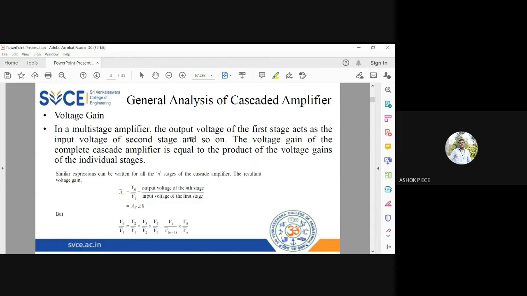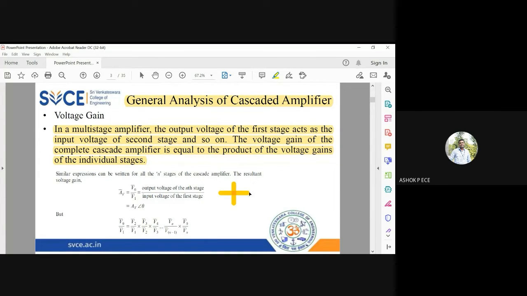So as usual, first one is voltage gain. Remember, when you connect multiple amplifiers in cascade, the overall voltage gain is the product of individual voltage gains. You should not be misguided by the fact that you have to add all the voltages. When elements are in series, Kirchhoff's law says add all the voltages, right? That is not the case here.